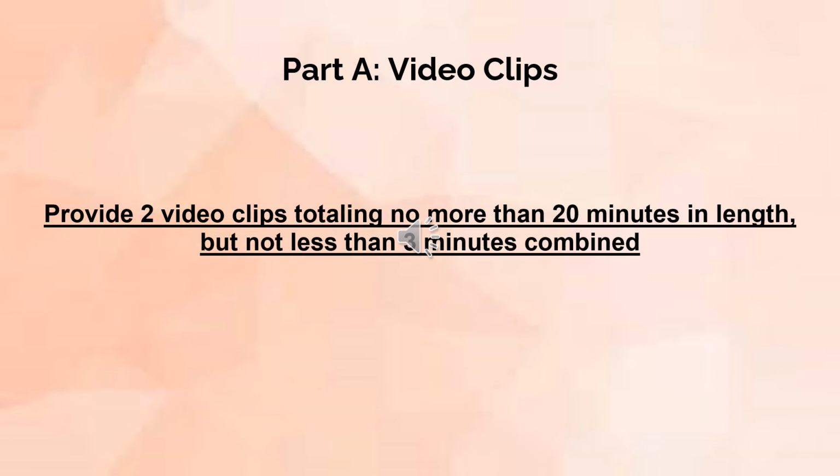For your video clips, you're going to submit 2 different clips, and together they can be no more than 20 minutes, but they can also be no less than 3 minutes together. So you have anywhere between 3 minutes and 20 minutes. You could have 10 minutes and 10 minutes, or 5 minutes and 15 minutes. You want to just make sure that you don't go over or under this length, because then you will be scored with an automatic 1.